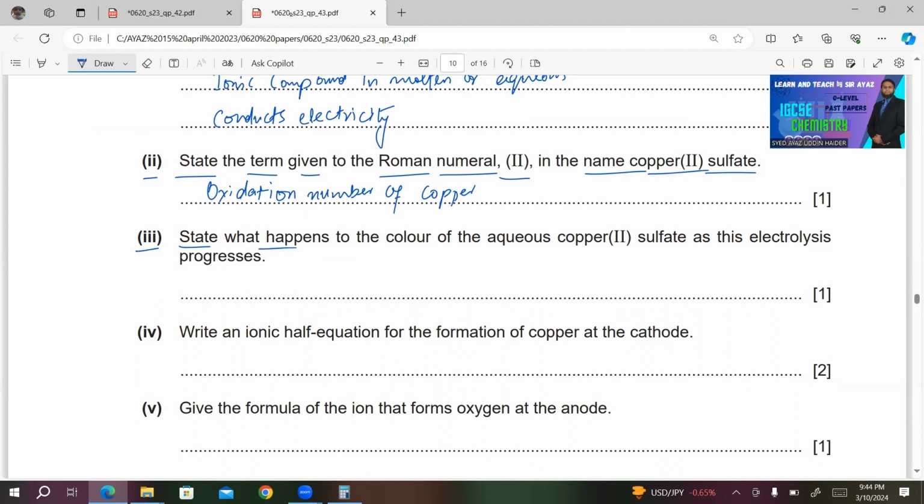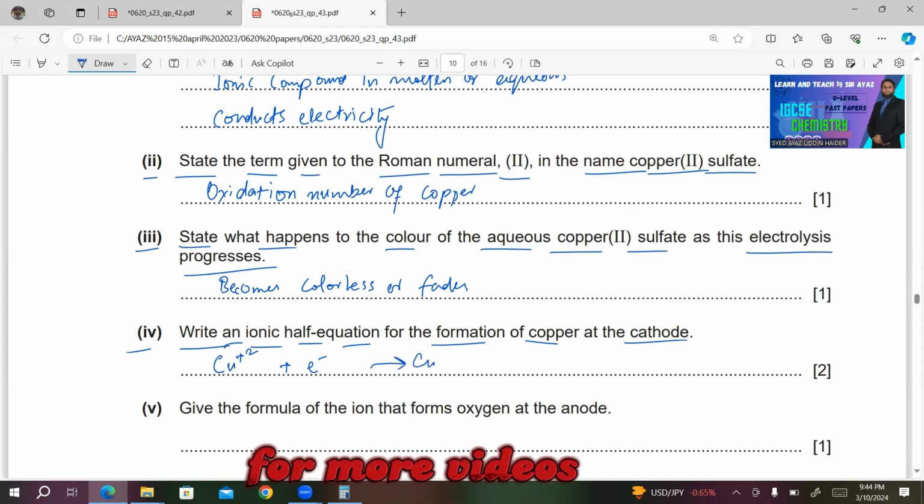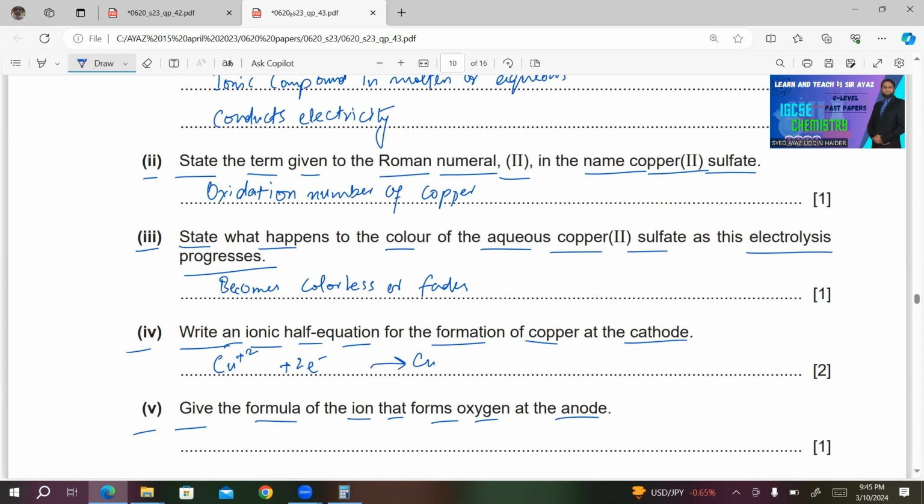Number 3, state what happens to the color of the aqueous copper 2 sulfate as this electrolysis progresses. Color fades away or becomes colorless. Number 4, write an ionic half equation for the formation of copper at the cathode. Copper 2 plus ion gains electrons to form copper metal. So we will balance the equation, 2 moles of electrons. Number 5, give the formula of the ion that forms oxygen at the anode. It's OH negative ion.